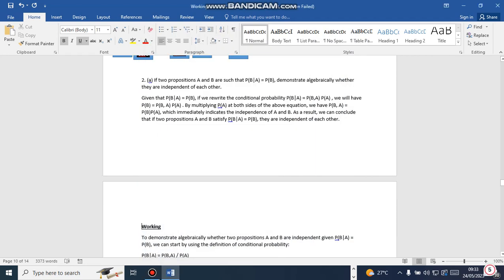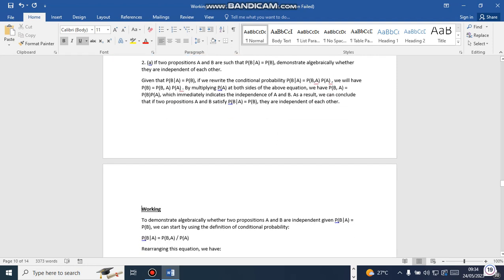So, question 2a. The question says, if two proportions A and B are such that the probability of B given A is equal to the probability of B, we are asked to demonstrate whether they are independent of each other. So that is what we're going to do here.